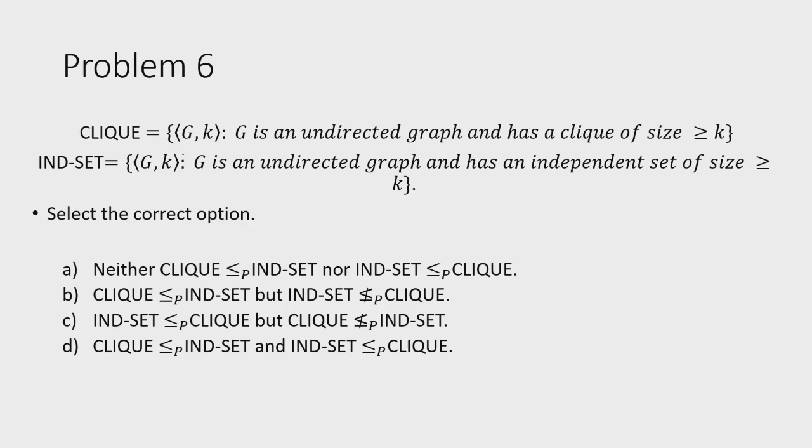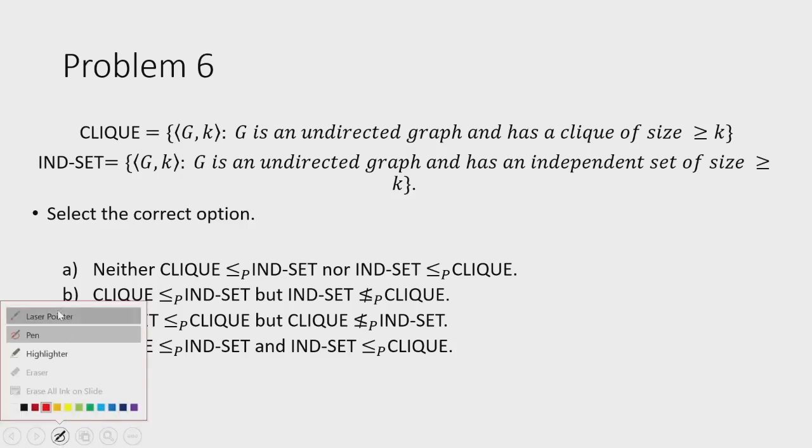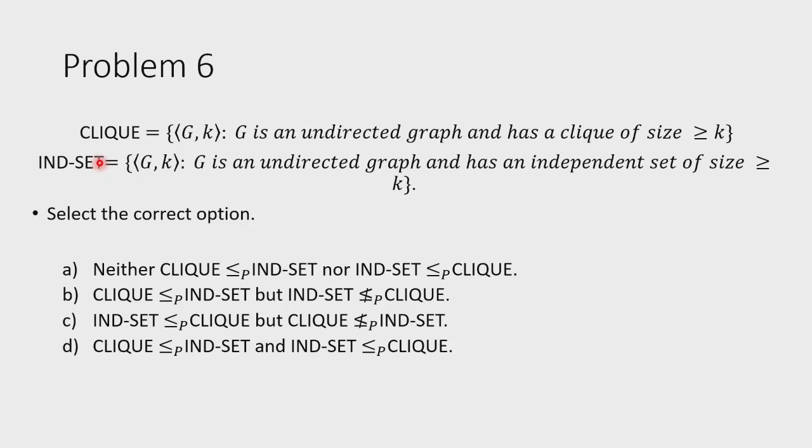So here we are given two problems, the clique problem and the independent set problem. You have probably seen these two in the class. The clique problem is the following: you are given a graph G and a number k, and this tuple is in the set Clique if G is an undirected graph and has a clique of size greater than or equal to k. The second problem is the independent set problem, and you are given a tuple G and k, and this tuple is in Independent Set if G is an undirected graph and has an independent set of size greater than or equal to k.